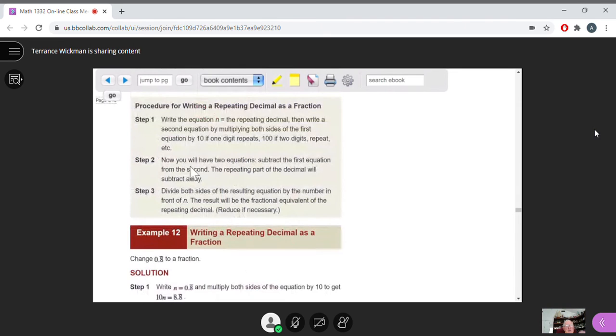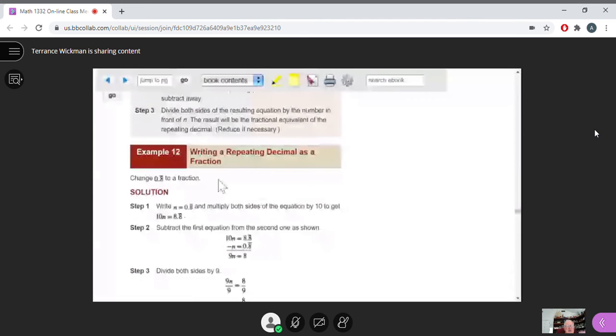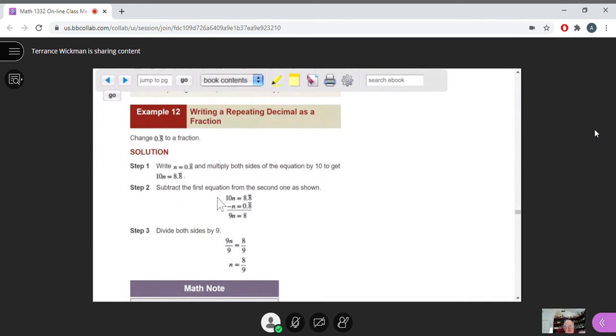Now, step number 2. Now you have two equations. Subtract the first equation from the second. So you have 10n equals 8.8. You subtract it from the one you originally had, which is the n equals 0.8. That means you're going to get rid of one of the n's. From 10n minus n gives you 9n. The 8's cancel out, so you get 9n equals 8. At that point, you divide both of them by 9 to get n by itself.